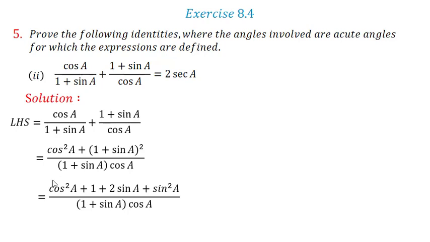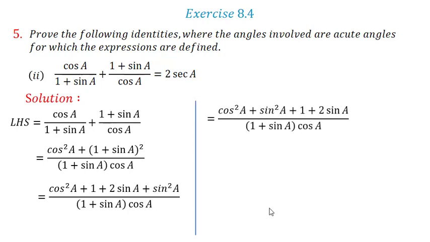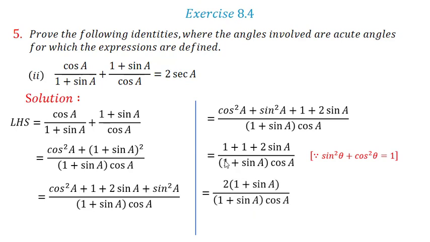Now this cos square A plus sin square A, we know that this is equal to 1. So I have 1 plus 1 plus 2 sin A, the whole divided by (1 plus sin A) into cos A. 1 plus 1 is 2, so I will take 2 common, and then I have in the bracket 1 plus sin A, and in the denominator I have (1 plus sin A) into cos A.